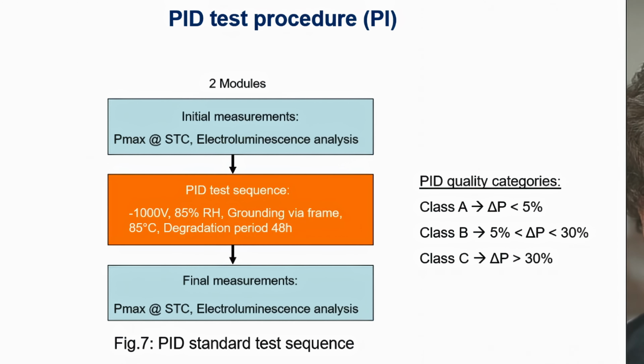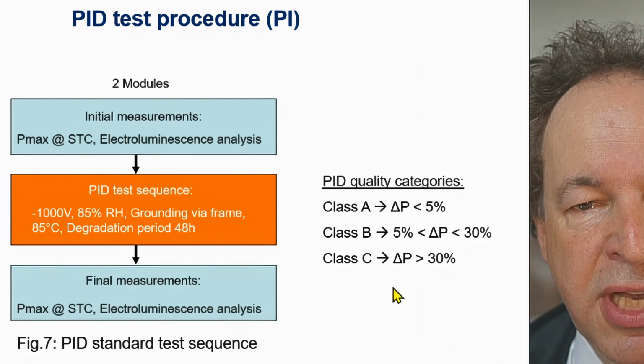So this is a typical test procedure. You do initial measurements, an electroluminescence analysis, and most important the power output measurement. Then you apply a voltage of minus 1000 volts, with a humidity of 85%, ground the frame, and check it for 48 hours. Then again, you carry out those measurements, power output and electroluminescence analysis. And then you do a categorization of the module.